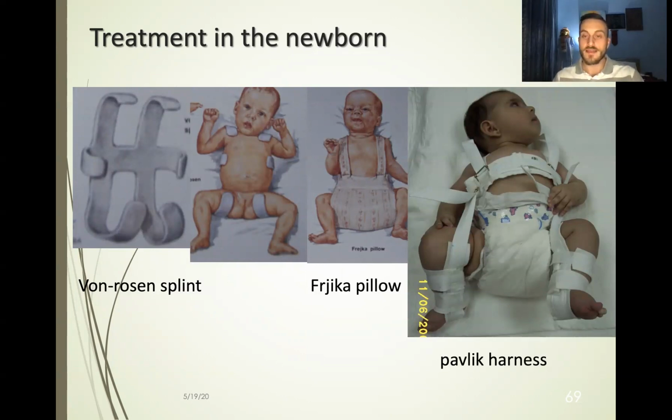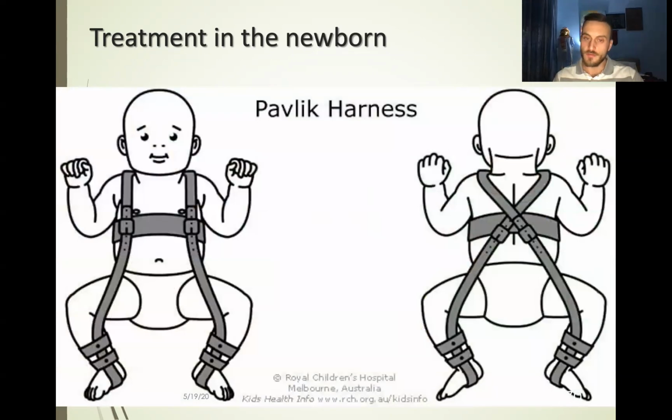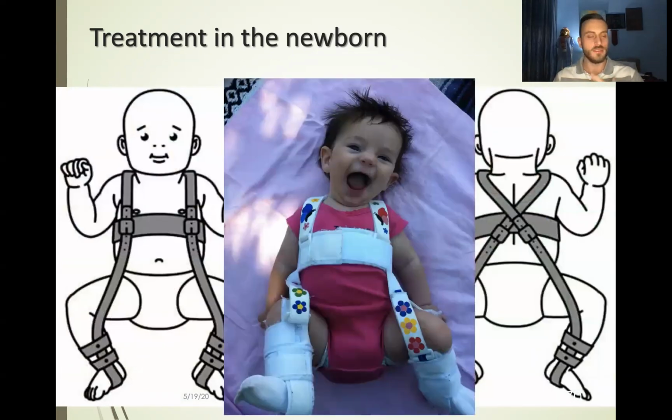The Pavlik harness now is the gold standard for treatment of DDH below 6 months. It's a dynamic, really nice tool we use in orthopedics. It's the best in the market usually. It has a lot of complications for sure. Anything has complications, but this has the least. It may give you avascular necrosis, it might kill the head. It might give you Pavlik harness syndrome, which is femoral nerve palsy, and so on.